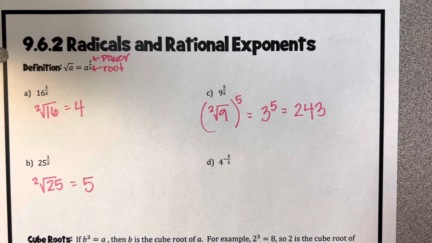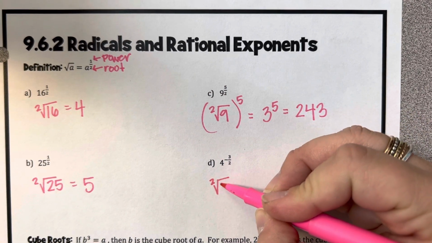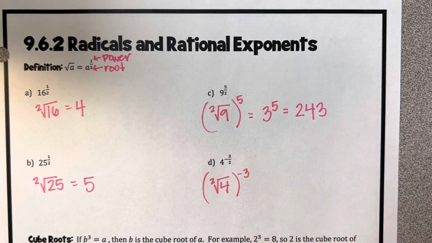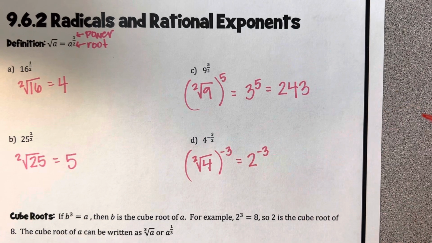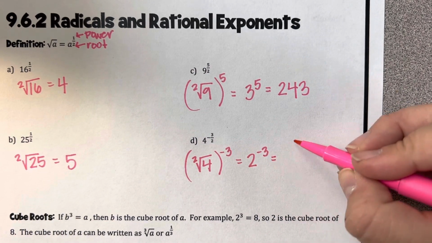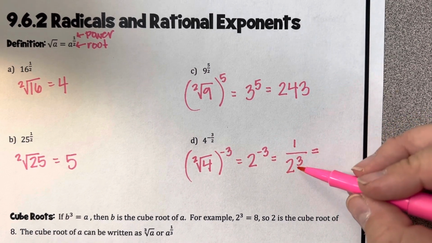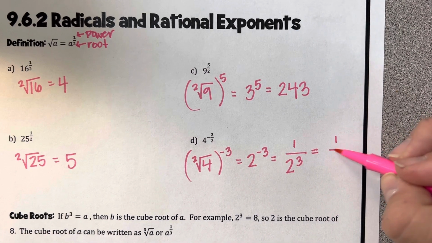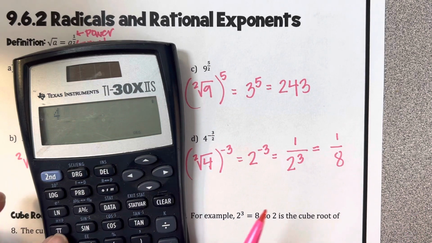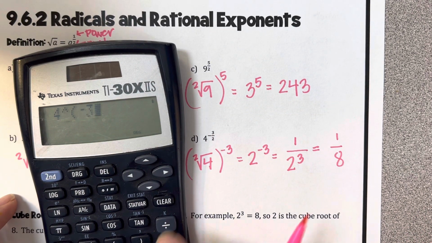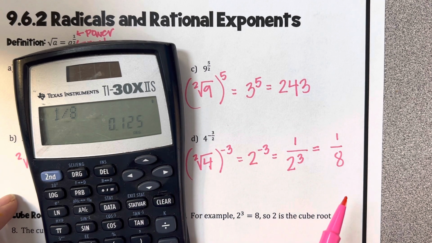Okay, so then let's talk about the next one. We have 4 to the negative 3 over 2 power. So I always think of this, again, as the square root of 4 being raised to the negative 3 power. So the square root of 4 is 2. So then I have 2 to the negative 3rd. Well, remember, negative 3 just means that that's in the wrong part of our fraction. So it's 1 over 2 to the 3rd. 2 times 2 is 4, times 2 is 8, 1 over 8. And if you wanted to check it, 4 to the negative 3 over 2 power, hit enter, 0.125. 1 over 8 is 0.125.